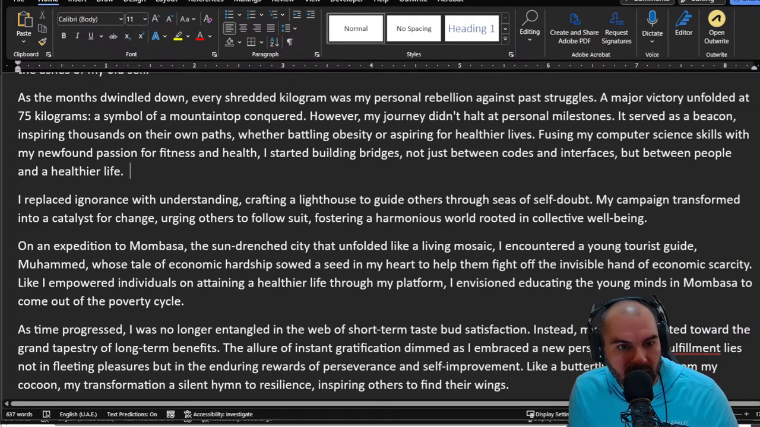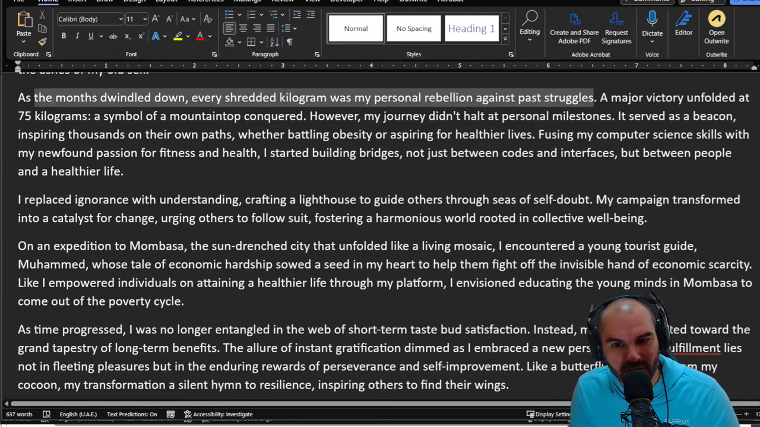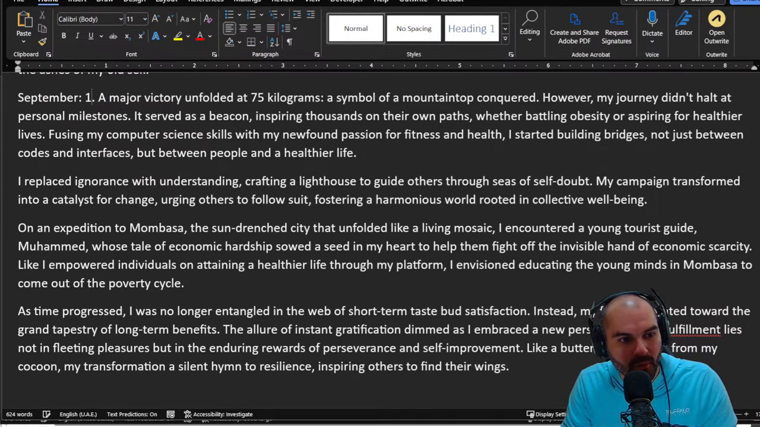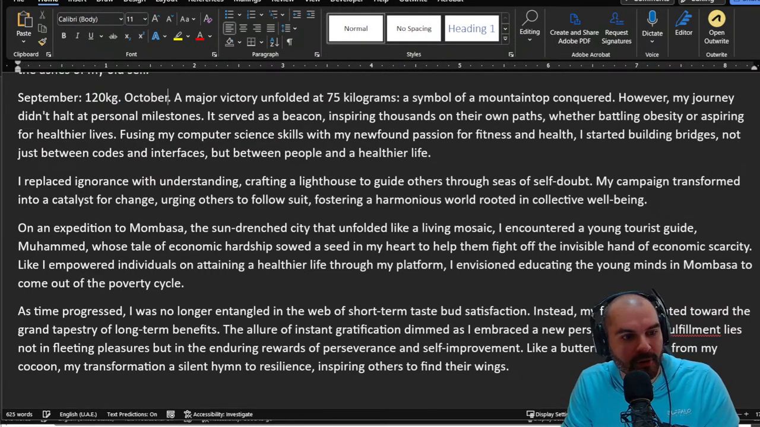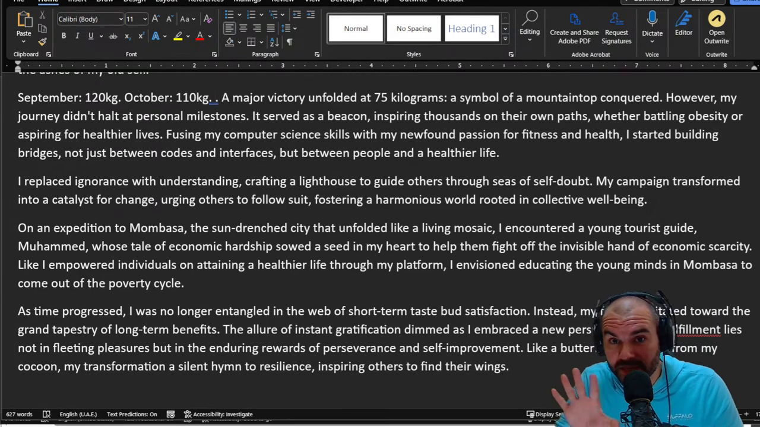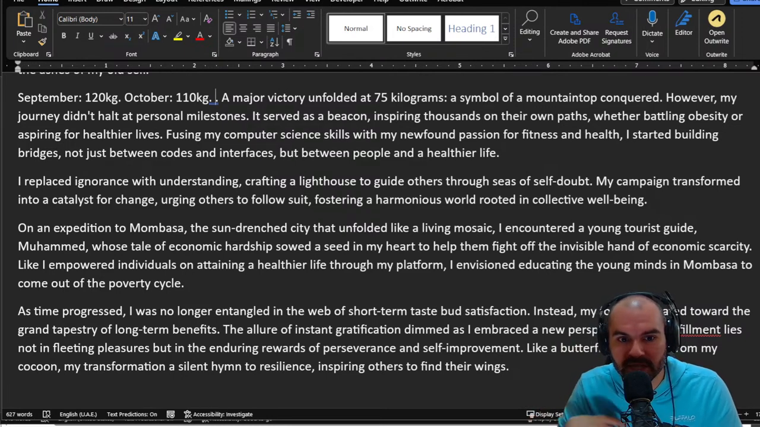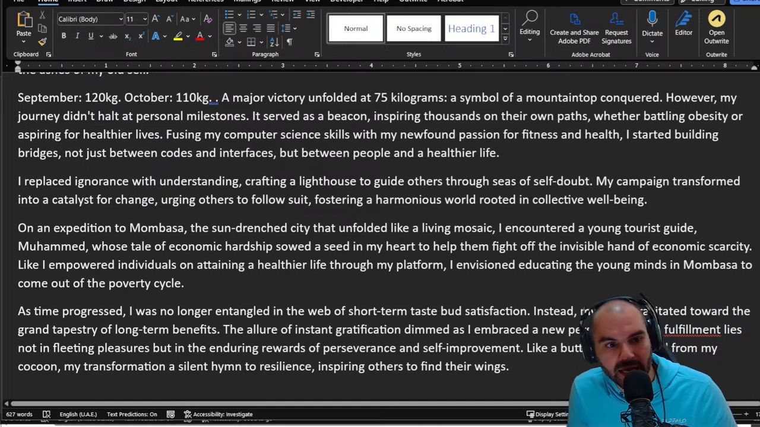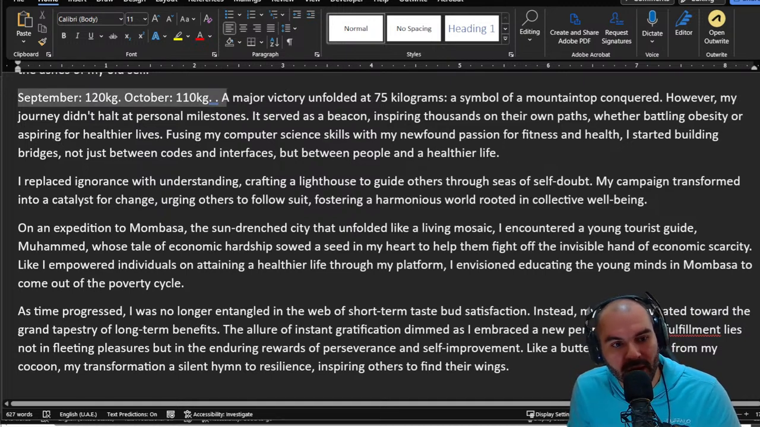Again, same thing here. You're making metaphors out of every single item in here. You could do something different here. For example, I'm just going to have some fun with this. Let's imagine September, 120 kilos. And then October, 110 kilos. You could do something like this to really show me that progress really fast in as few words as possible until we get to this major victory. You don't have to necessarily make everything a flowery, pretty sentence.